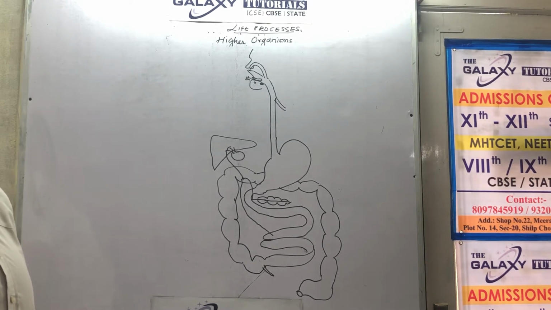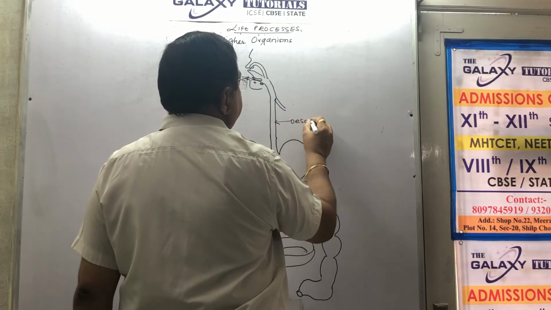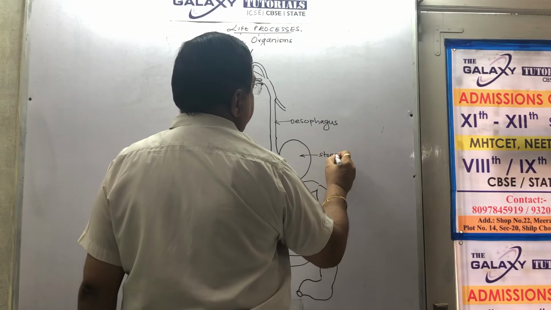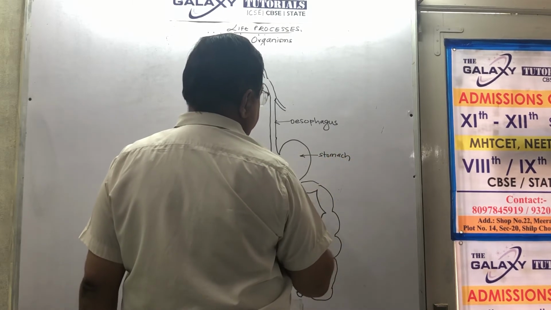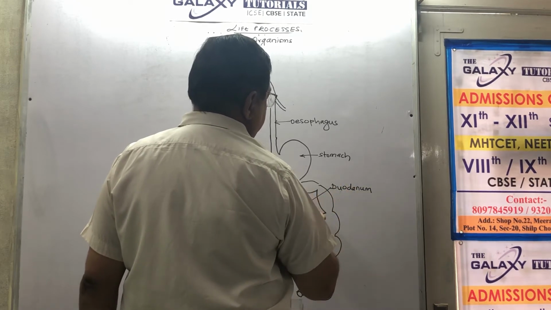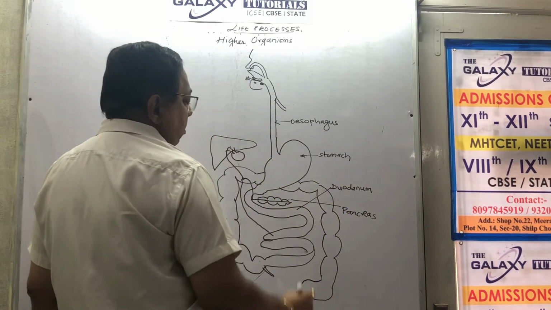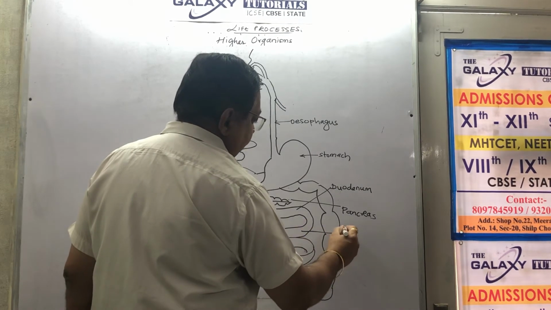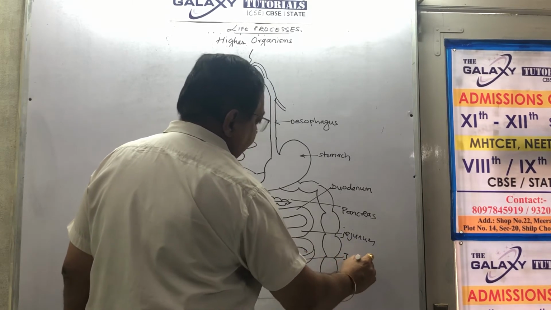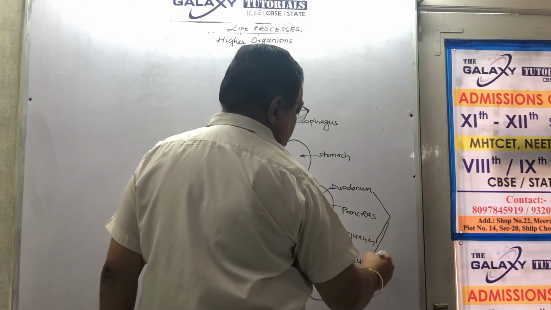And now I will label my diagram. Okay, starting my labeling. Esophagus, stomach, okay, then duodenum, small intestine, pancreas, okay, then we have jejunum, then we have ileum, three parts of the small intestine. Remember, these three are small intestine.